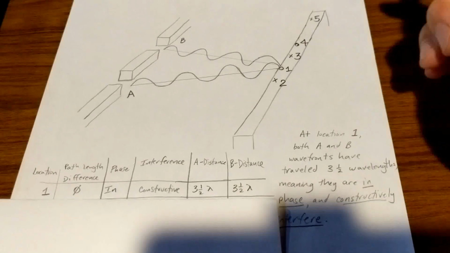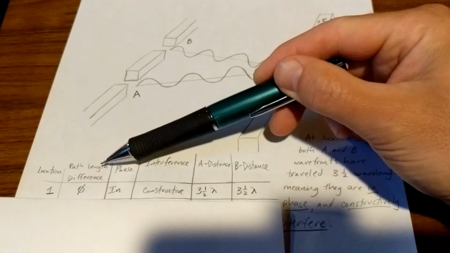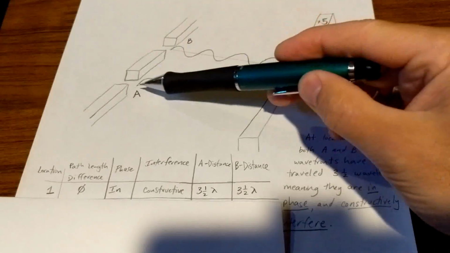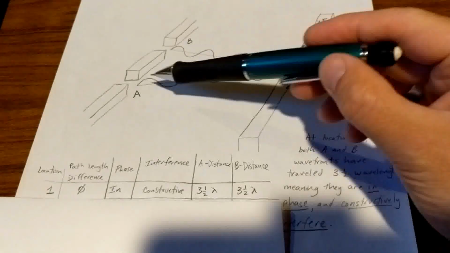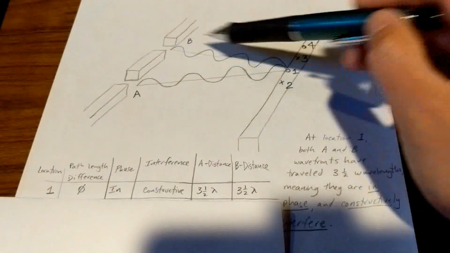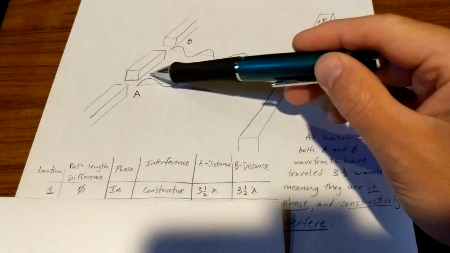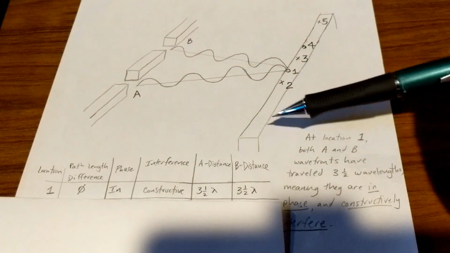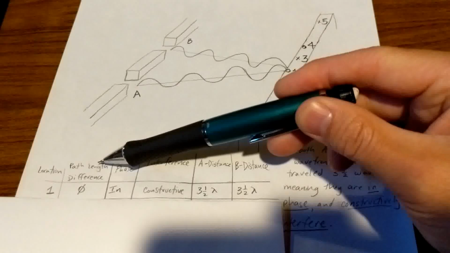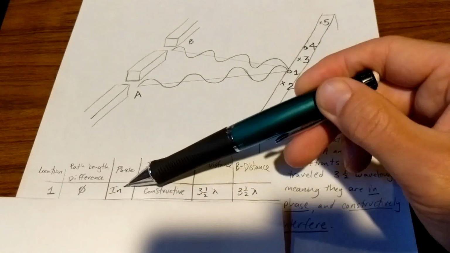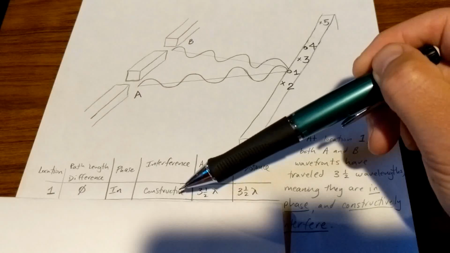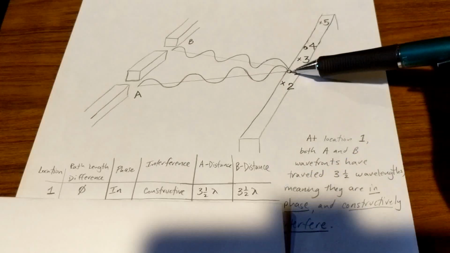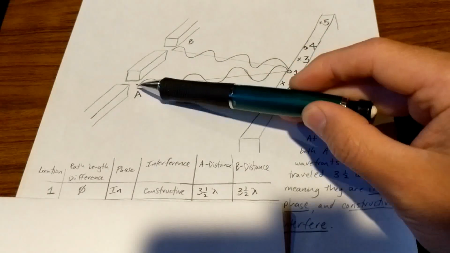At location 1, the path length difference, which means the distance traveled to get there from both sources of the waves, or the length of the path to get from A to 1 versus B to 1, is the same. We already said that they both have 3.5 wavelengths between this wall and this wall. Because the path length difference is 0, those two wavefronts will be in phase with each other. They will experience constructive interference. And here, just to keep track, are the distances that that point is from the wall and really from each of the sources. It's 3.5 wavelengths.